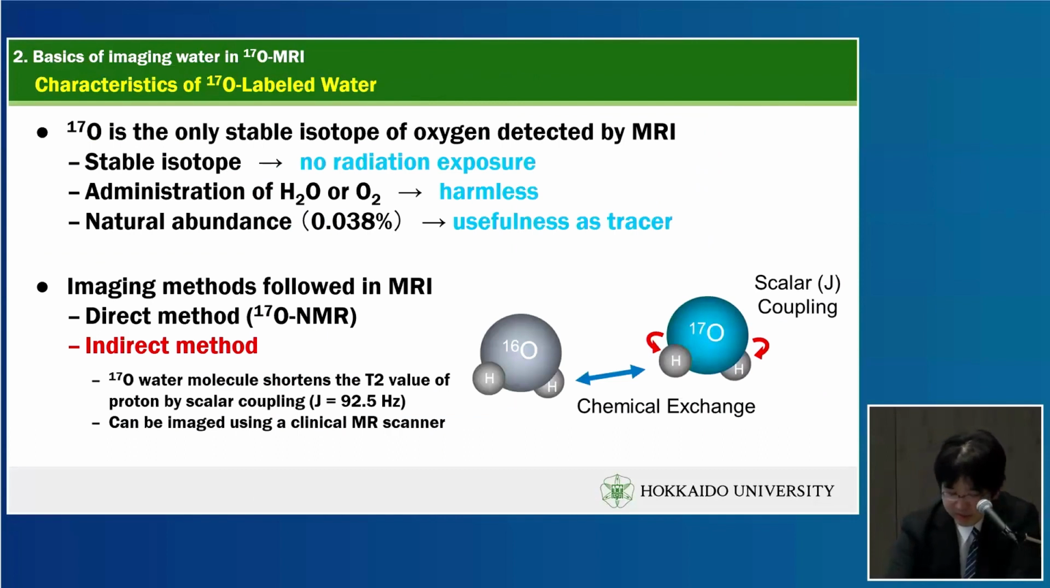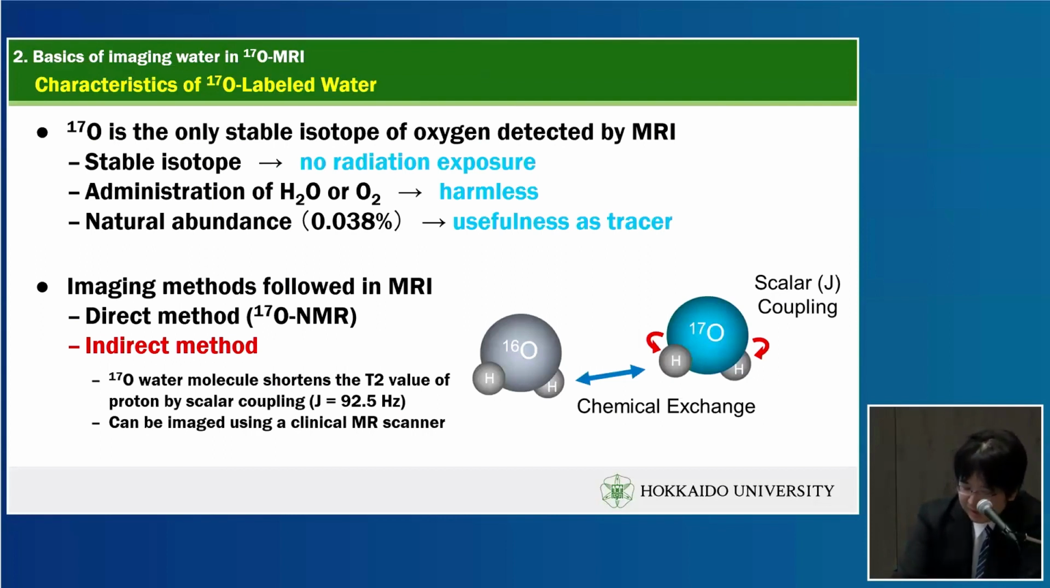O17 is the only stable isotope of oxygen that can be detected by MRI. Because of its stability, there is no radiation exposure, making it safe for human administration as either water or gas. Natural abundance is low, so it can be used as an exogenous tracer.